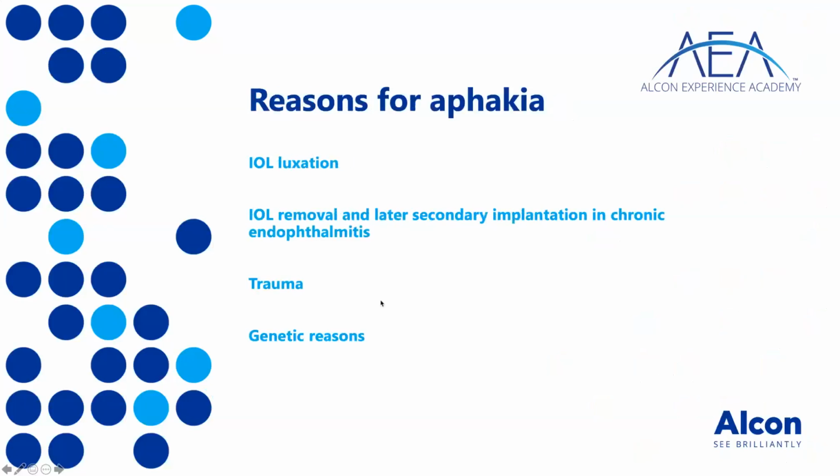So the main reasons for aphakia, and again, I don't expect to include all of them, but the four more important ones are really intraocular lens luxation or dislocation, intraocular lens removal, and later secondary implantation due to a specific reason. Most of the time now that is chronic endophthalmitis. We have seen a surge of them, especially after we started treating patients with intravitreal injections, trauma, of course, and some of the genetic reasons.